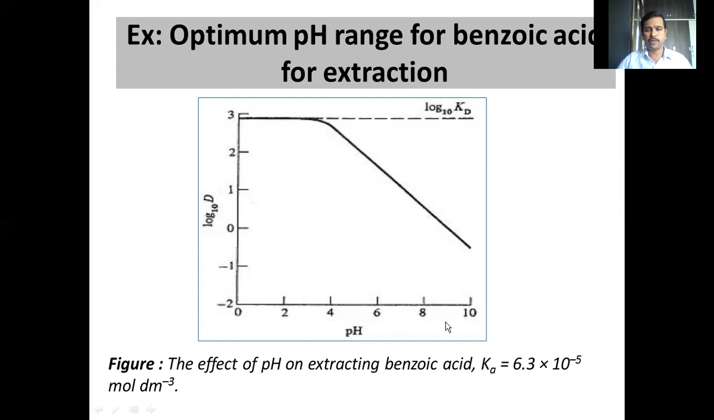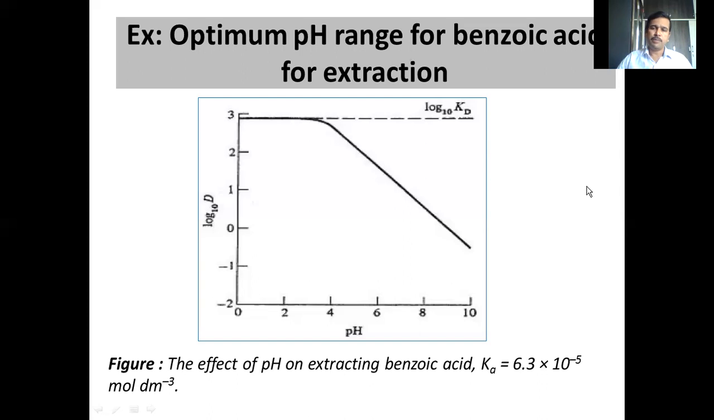But these values will be reversed because amines are bases. Bases are unionized when higher pH values are maintained. So if you maintain pH in between 7 to 10, amines can be extracted with greater efficiencies. Therefore, the same trend holds good even for the extraction of amines or extraction of bases.